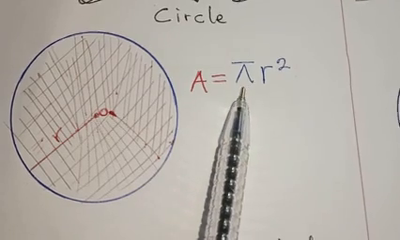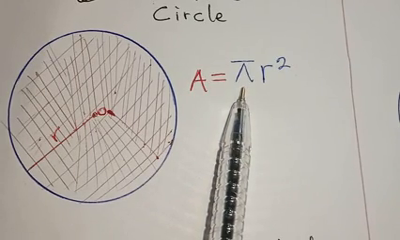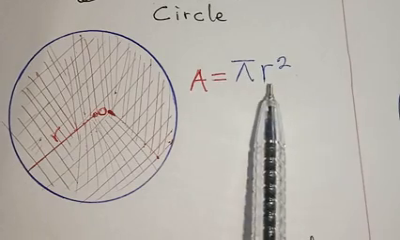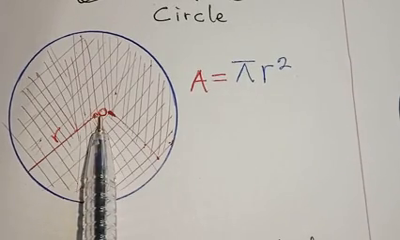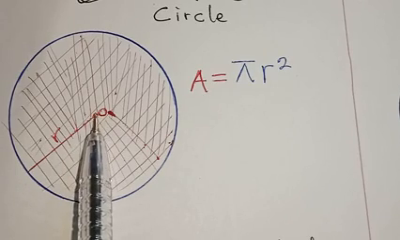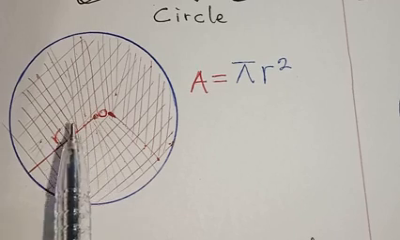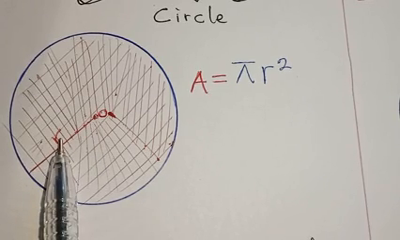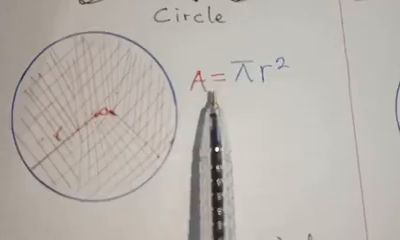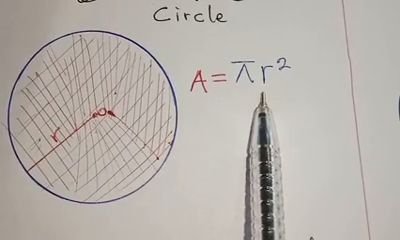Where pi will be given as 22/7, or it could be given as 3.142, and r is the radius of the circle. If this is center O, the radius is the straight line drawn from the center touching the circumference. So this is the radius. And the formula for calculating the area is pi r squared.